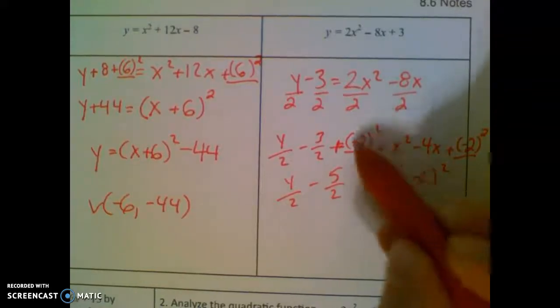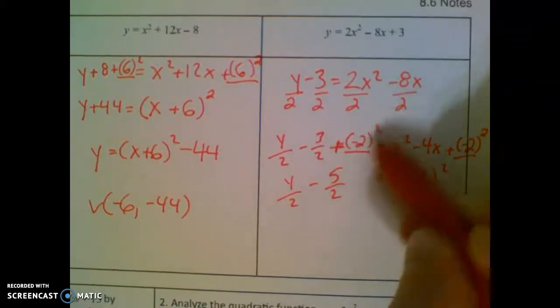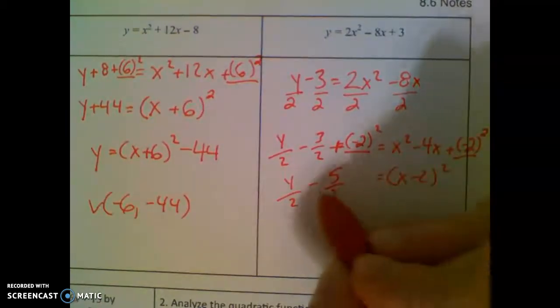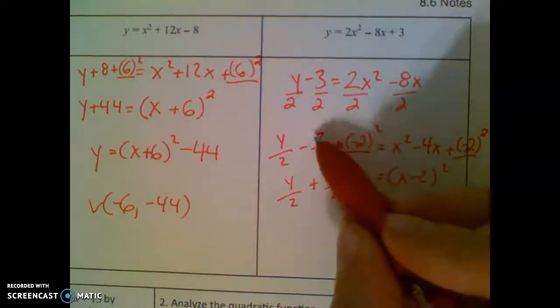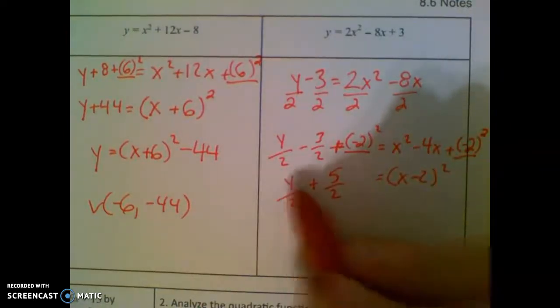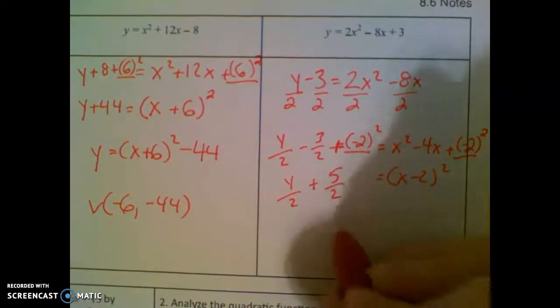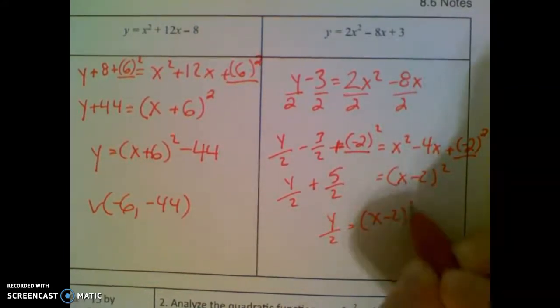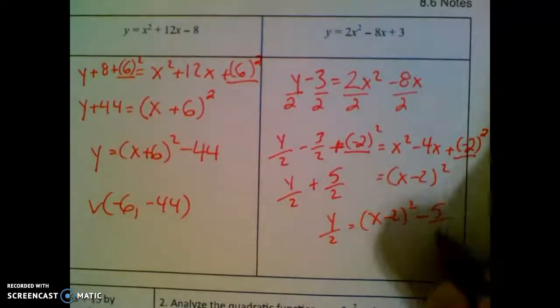That comes from 4 minus 3 halves, or 8 halves minus 3 halves, which is... oh, not negative 5 halves, positive 5 halves. 8 minus 3 is positive 5. Okay, and then I want to get y by itself, so I'm going to move this 5 halves over. So I'm going to get y halves equals (x minus 2) squared minus 5 halves.